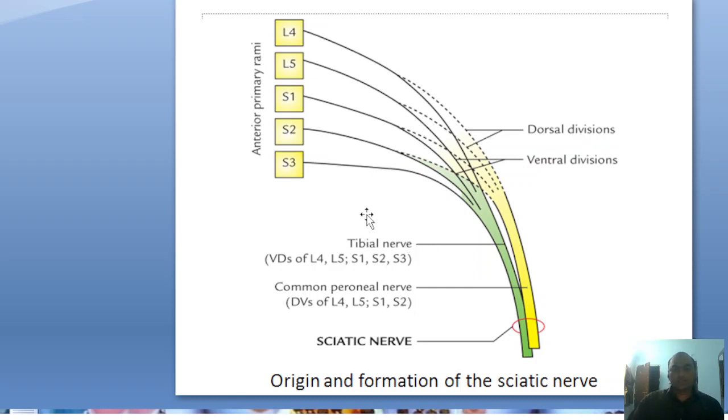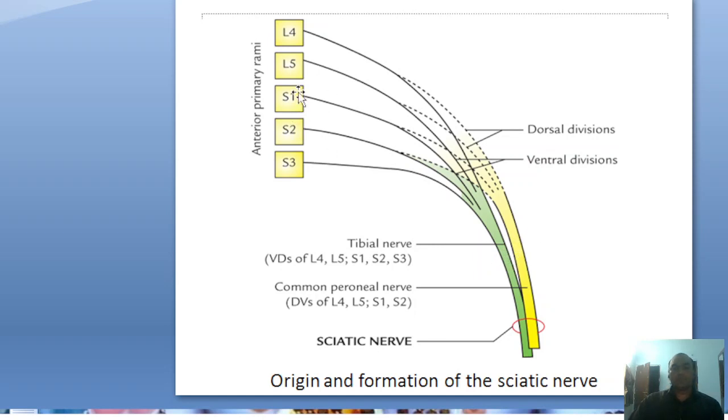In this diagram, the green color shows the ventral divisions and the yellow color shows the dorsal divisions. The ventral divisions, L4, 5, S1, S2, S3, all unite ventrally and form the tibial nerve. The posterior yellow divisions, L4, 5, S1, S2, all unite and form the common peroneal nerve. Both parts unite and are called the sciatic nerve. So this is the sciatic nerve, forming two components, the tibial component and the common peroneal component.